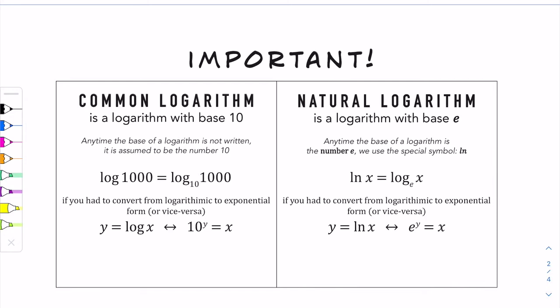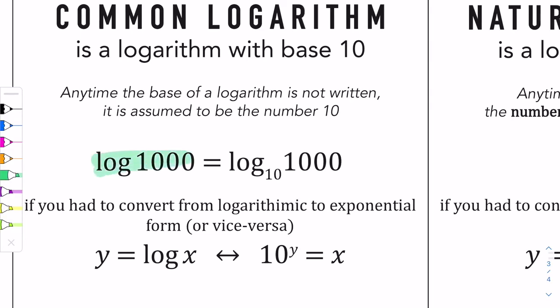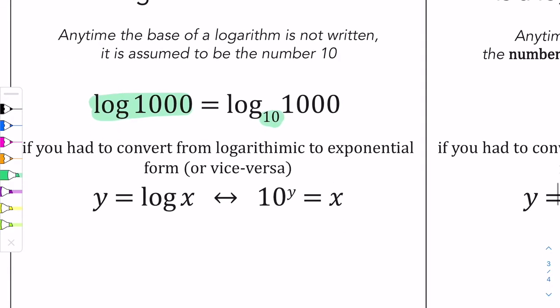Next, we're going to talk about the common logarithm and the natural logarithm. So the common log is a log with base 10, and we typically don't write it. So anytime the base of a logarithm is not written, like this one here, it is assumed to be a base of 10. If you had to convert from log to exponential form or vice versa, in a problem like this, you would have to recognize that the base is 10 in order to accurately convert between the two. Also, if you start in exponential form and you have a base of 10, then when you finally write your answer in log form, you don't necessarily have to write the base of 10. You can just write it like this.